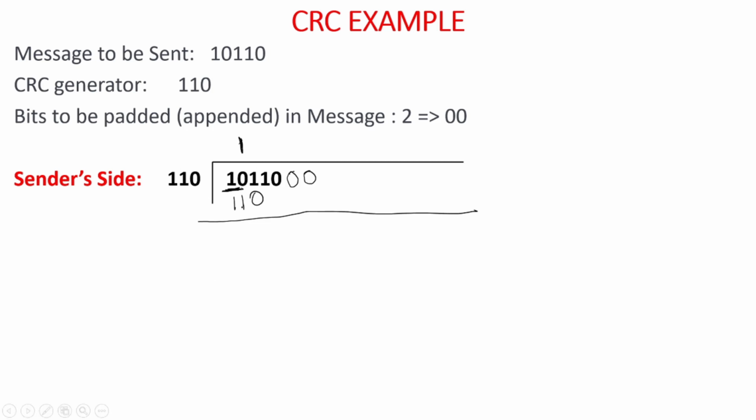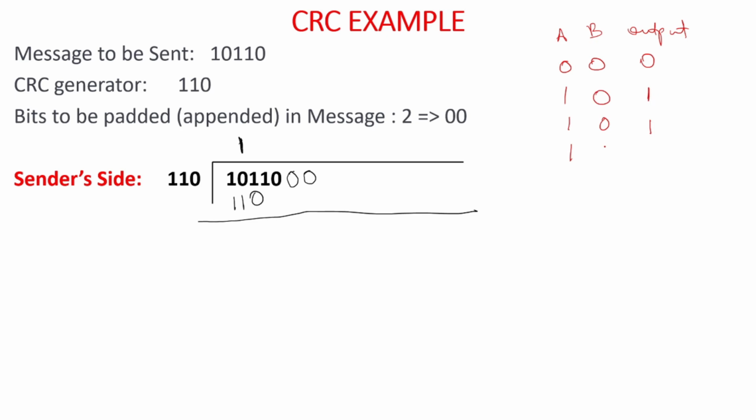Now what you have to do here is an XOR operation. Now what is an XOR operation? When both the bits are 0, that is, A and B are 0, the output will be 0. When the inputs are not the same, the output is 1.